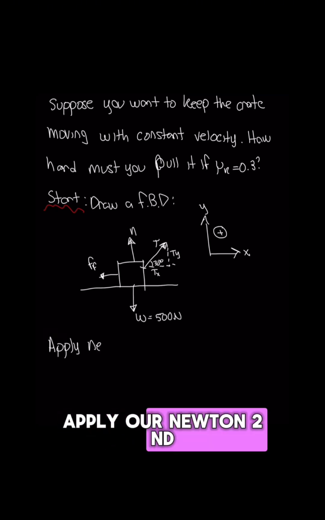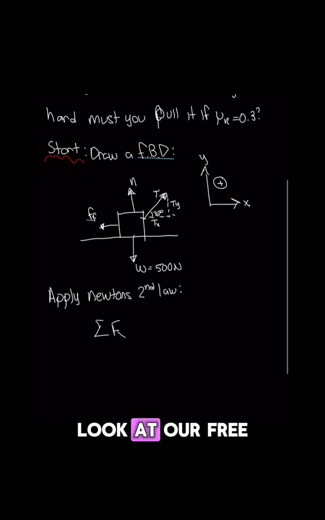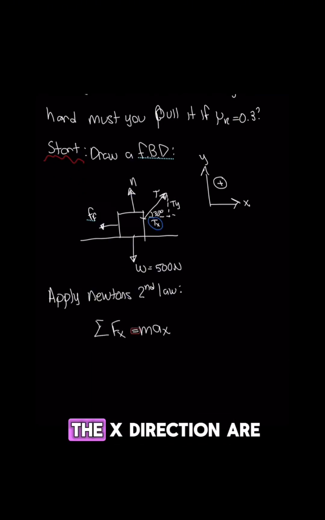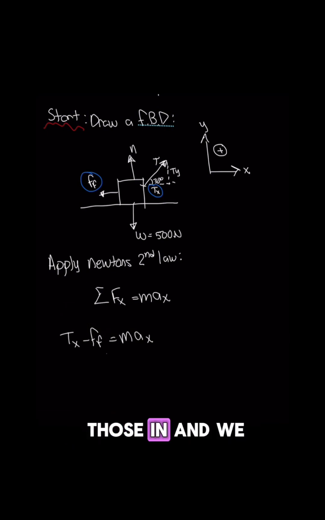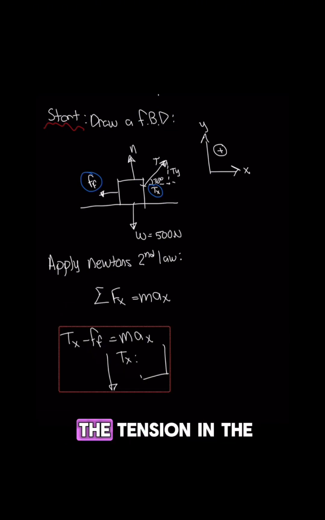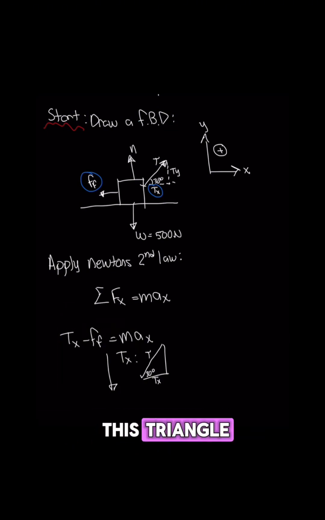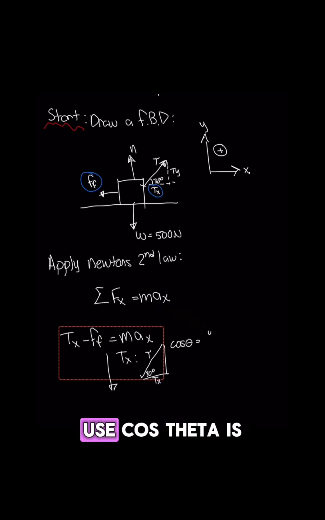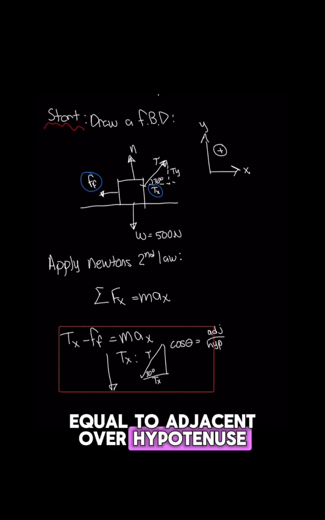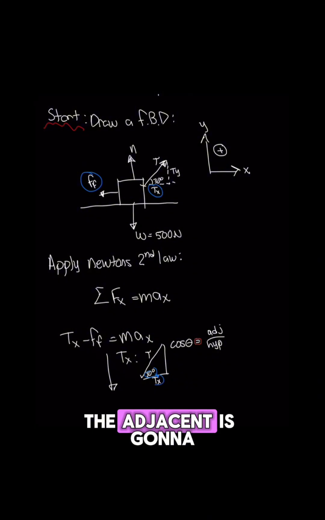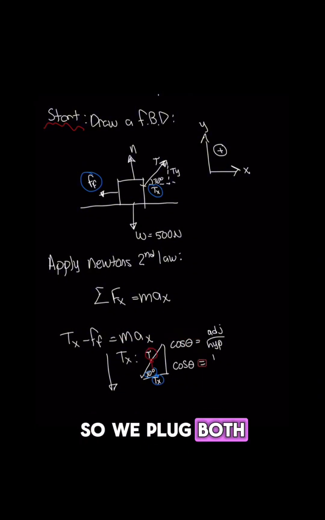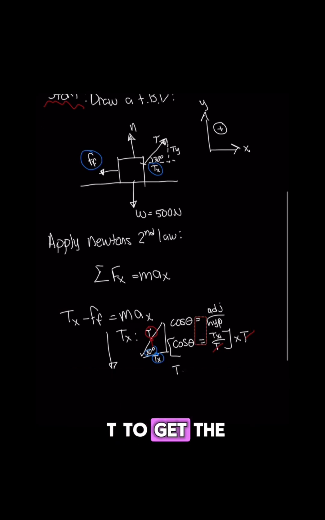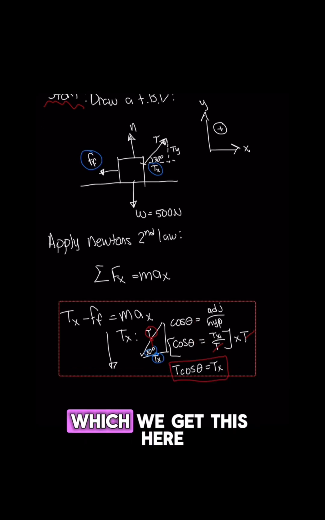Apply our Newton's second law equation for the x direction. Look at our free body diagram. Our two forces in the x direction are going to be Tx and the force of friction. You can plug both those in and we get this. Then we can find the tension in the x direction by using this triangle here. We have to use trig, cos θ is equal to adjacent over hypotenuse. With respect to 30 degrees, the adjacent is going to be tension in the x, and the hypotenuse is going to be T, so we can plug both those in and then multiply by T to get the tension in the x direction alone, which we get this here.